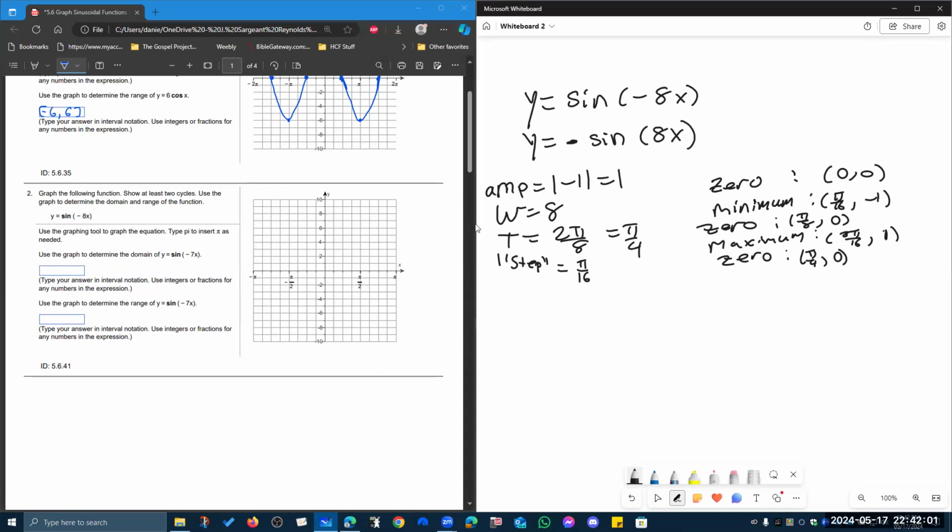And I may do a couple periods here just to show you. So 0, 0. And then pi over 16, -1. And then pi over 8, 0. 3 pi over 16, 1. And then pi over 4, 0. And we'll just keep doing that until we run out of space here.